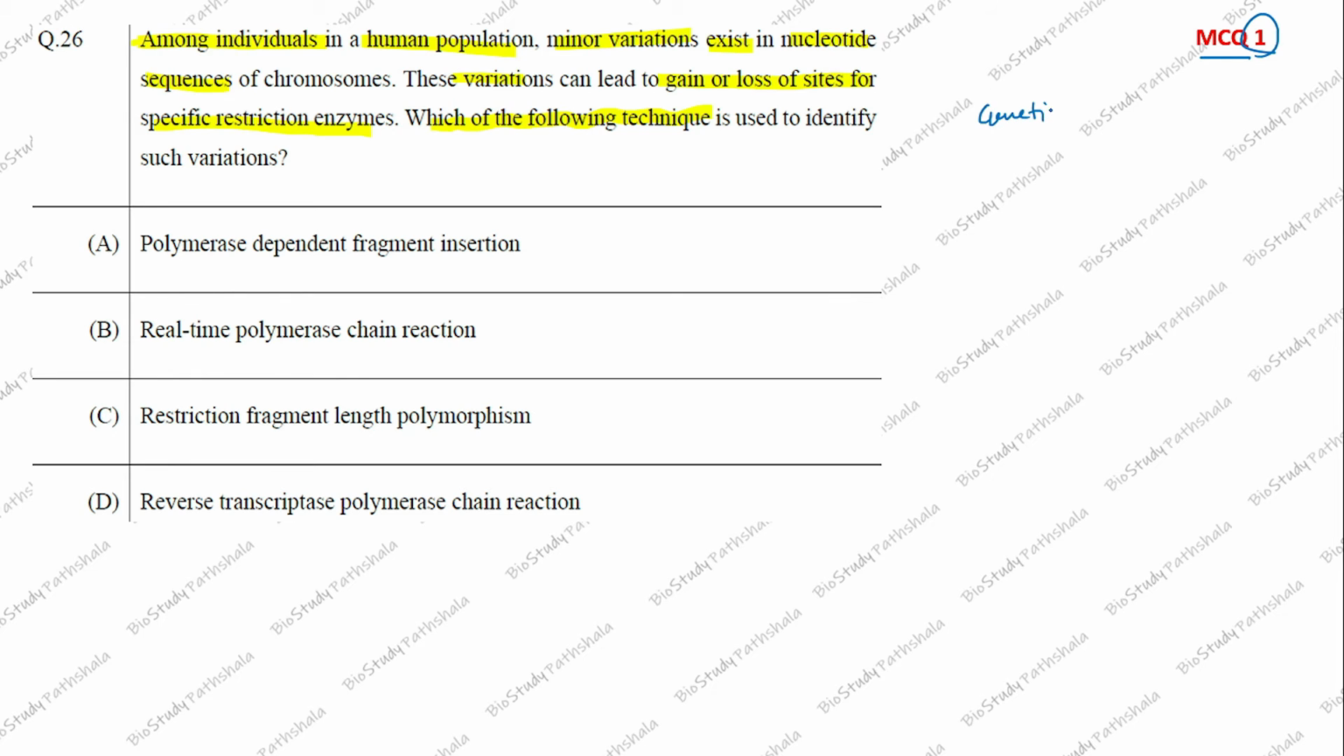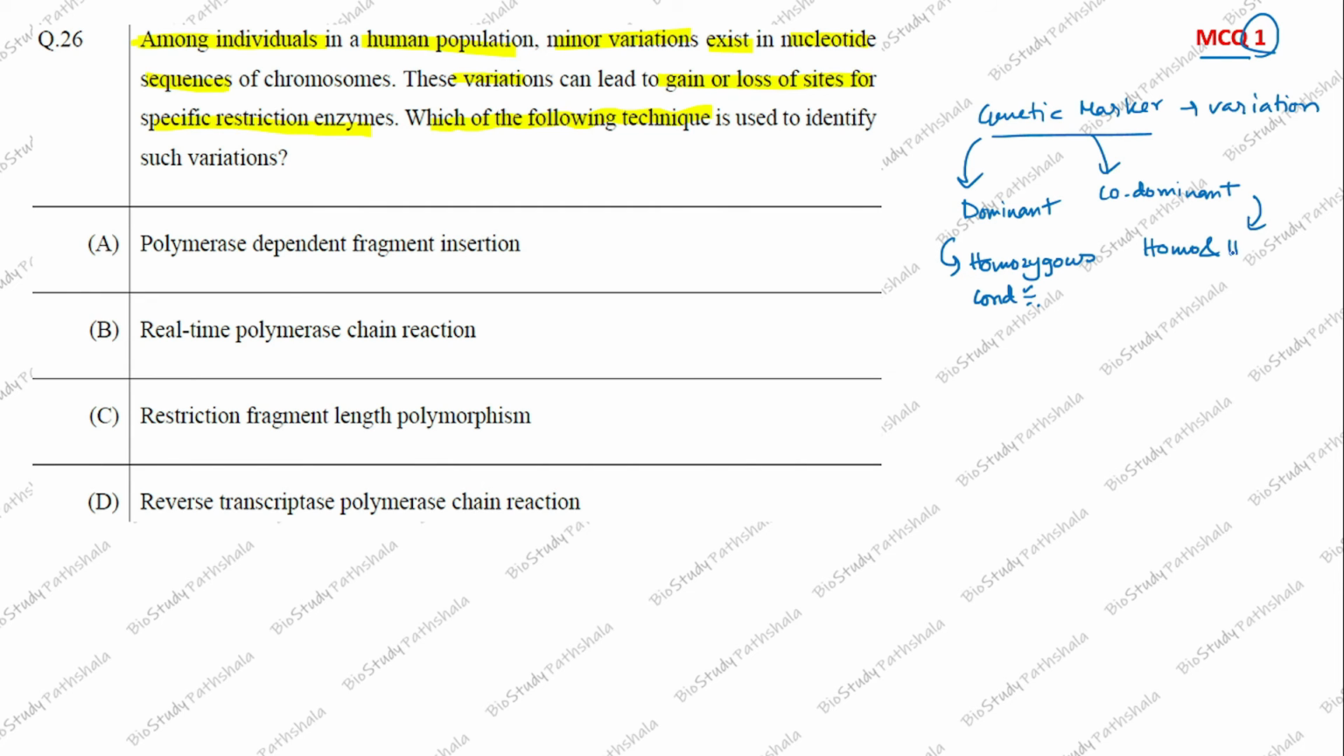Genetic markers actually distinguish or identify variations. Variations are identified by genetic markers. Genetic markers are of 2 types. These are dominant and codominant in nature. Dominant genetic markers identify homozygous type of conditions and codominant markers identify homozygous as well as heterozygous type of conditions.